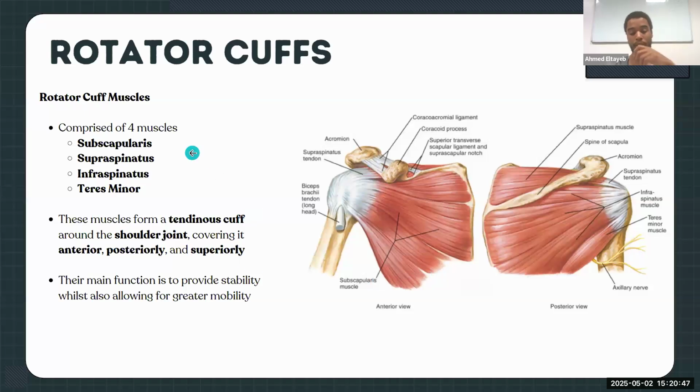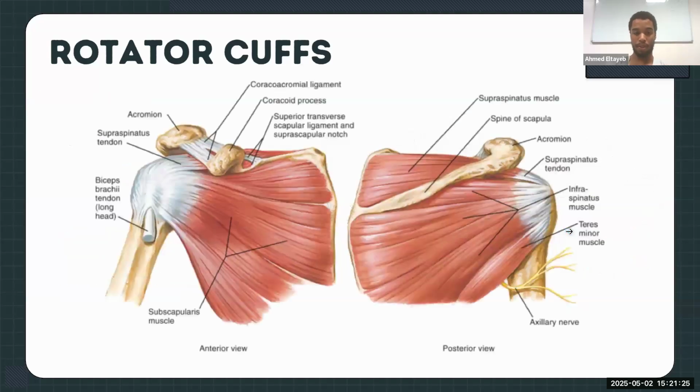Okay, now the major stabilizer of the shoulder joint are the rotator cuff muscles, and we have 4 rotator cuff muscles. So anteriorly, we have the subscapularis. It sits in the subscapular fossa of the scapula. And posteriorly, first let's identify this anatomical landmark. We call it the spine of the scapula. Above the spine of the scapula, we have the supraspinatus muscle. Right below the spine of the scapula, we have the infraspinatus muscle. And below the infraspinatus muscle, we have the teres minor muscle.